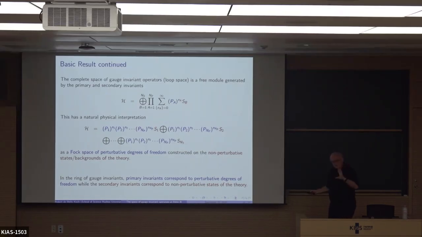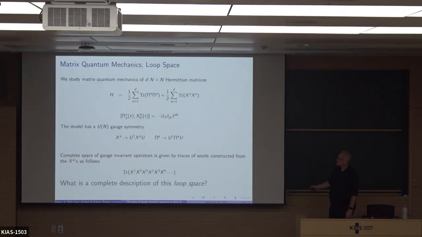So now, let me try to show you why we claim this, how we proved it, and I'm going to start off by giving you a careful problem statement that we'll then solve. So we study matrix quantum mechanics of D Hermitian matrices. I'm going to start off studying this Hamiltonian, trace of momentum squared plus trace of position squared, one term for each matrix, quantized with the usual equal time commutator. Both X and momentum transform in the adjoint of the gauge group. And the question that we're interested in is, what is the complete space of gauge invariant operators?